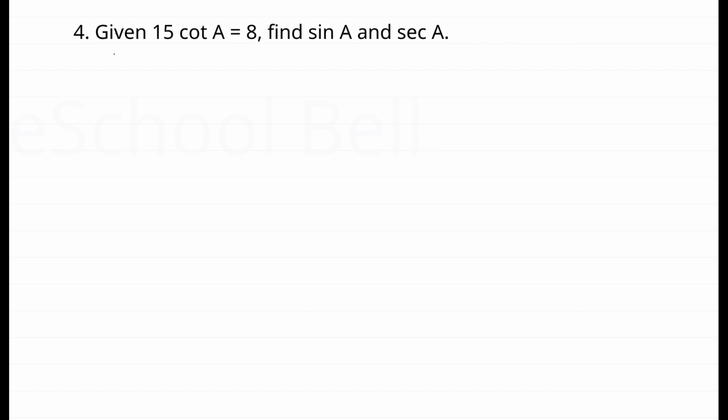Question number 4 is given that 15 cot A is equal to 8. Find sin A and secant A. So first let's draw the diagram. We will solve this problem using Pythagorean theorem. You can also solve this using trigonometry identities, but we will solve it by Pythagorean theorem. First, let's draw the diagram.